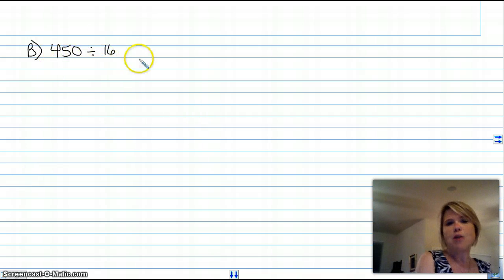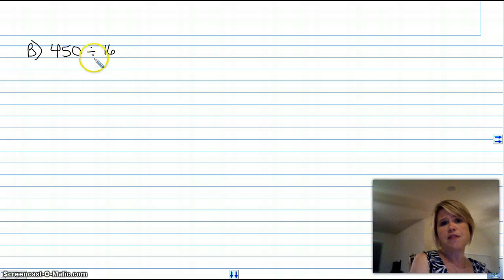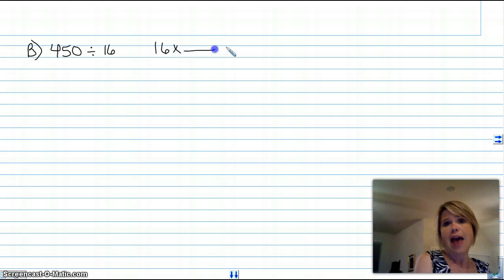All right, so the next one is 450 divided by 16. We can also ask it like this. 16 times how many groups is equal to 450, right? It says the same thing.